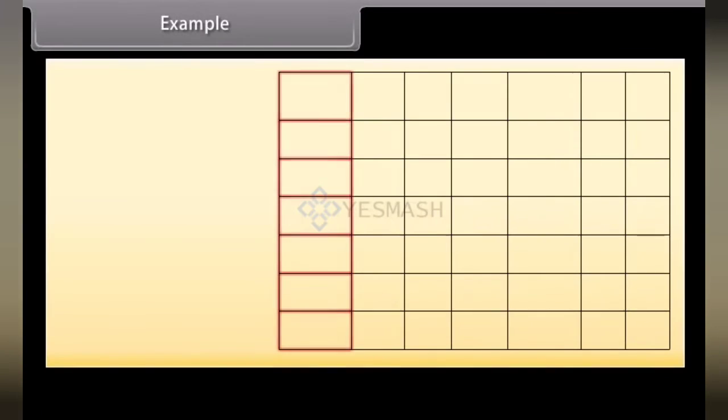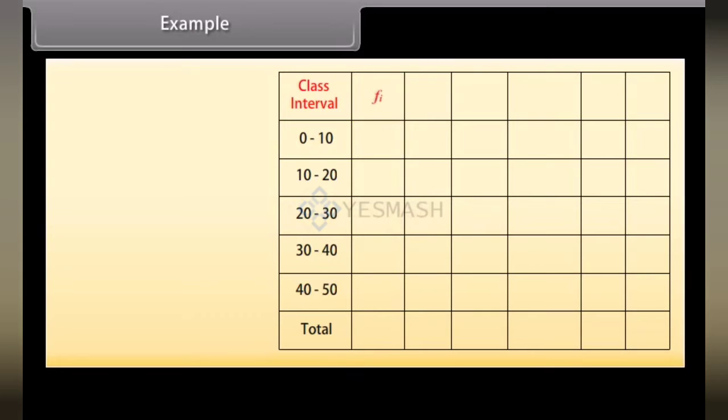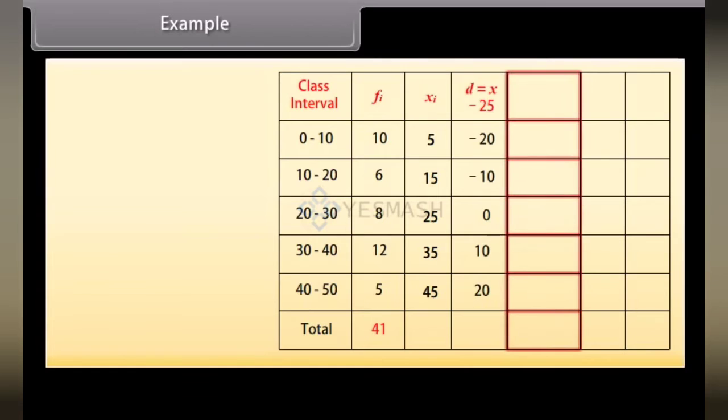In the first column, we have written the class interval, and in the second column, we have written the frequency of the respective class interval. The sum of frequencies is 41. And then we have written the class mark for each class interval and denoted them as xi. In the fourth column, we find the deviation from the assumed mean as d. In the fifth column, we find the deviation from the assumed mean divided by the class size as u.